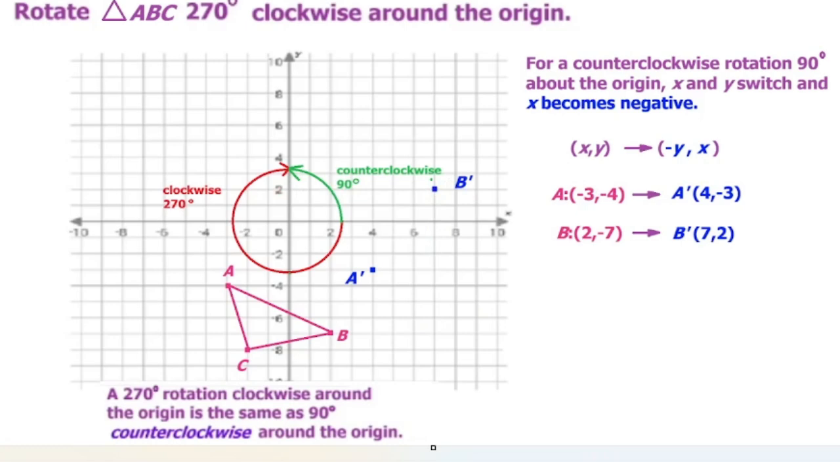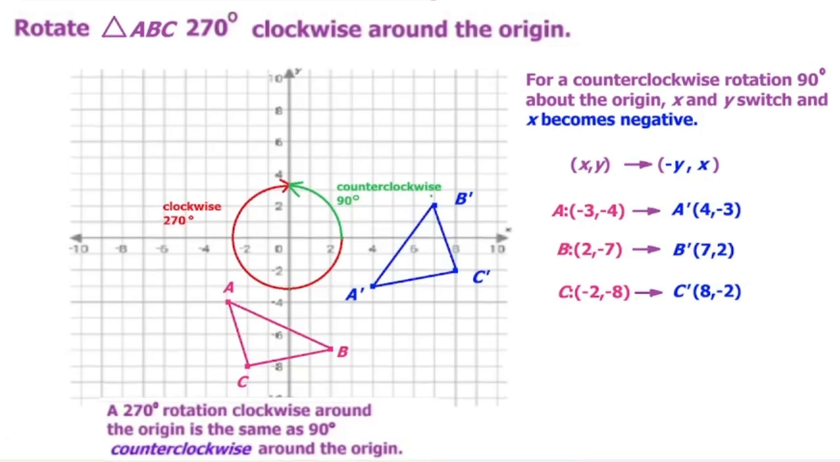Okay? So now for C, which is at -2, -8, when we rotate it, it's going to be at 8, -2 when we apply this formula to it. Okay? 8, -2. So our new triangle looks like this. So you could see that this has been rotated counterclockwise 90 degrees from here to here, and then from here to here, and then from here to here. Okay? And that's all there is to that problem.